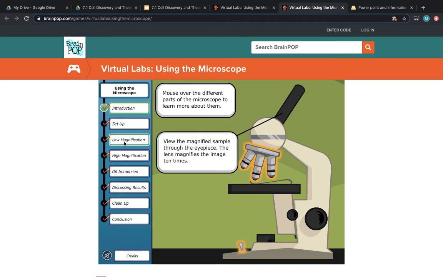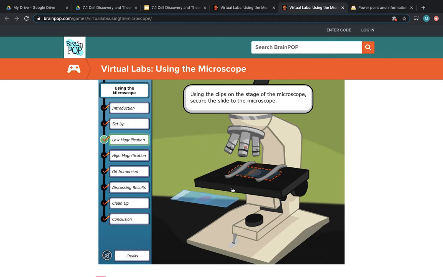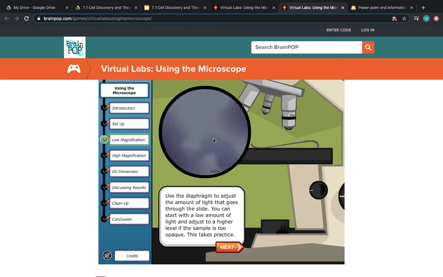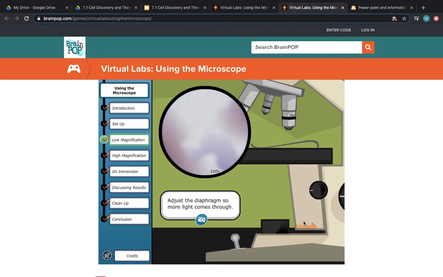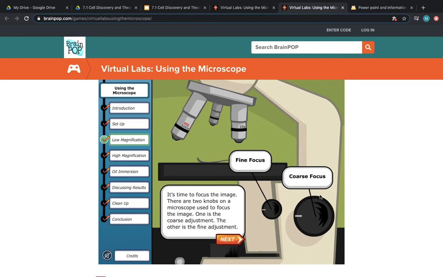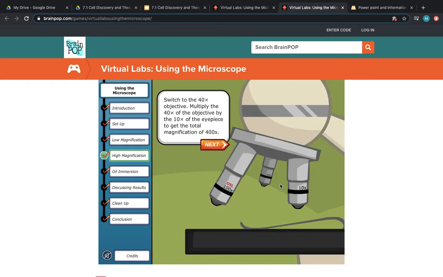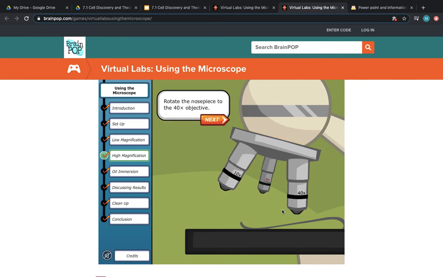All right, so you'll see that at a low magnification, you are going to use the diaphragm first to illuminate the whole thing. And then you're going to use possibly your coarse adjustment and your fine adjustment, and you're going to use your times 10 objective lens. And then when you want to move on, you might have to switch to another objective lens, which would be like your times 40. This would allow you to see the image with even more clarity and get an even larger image.